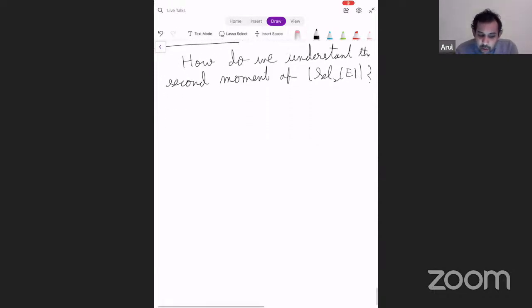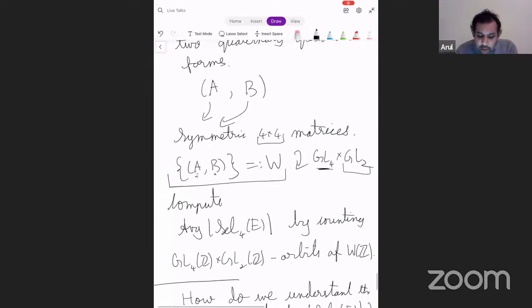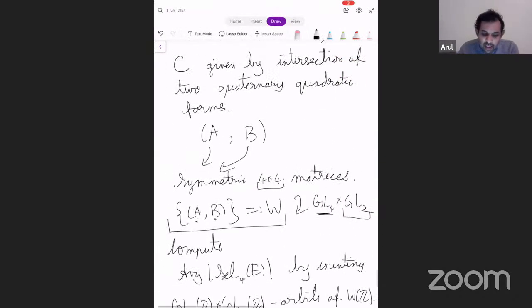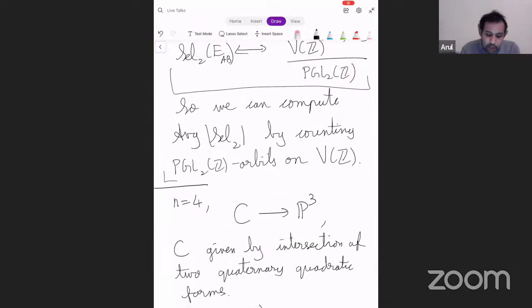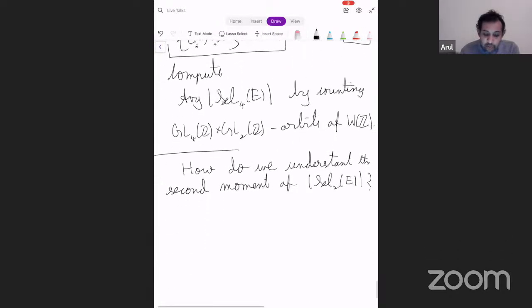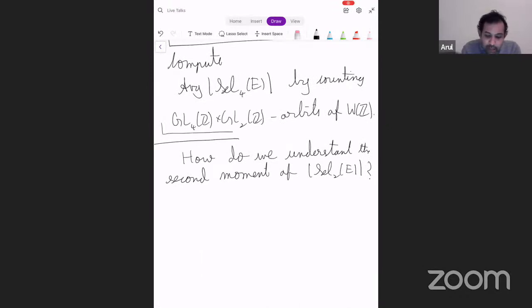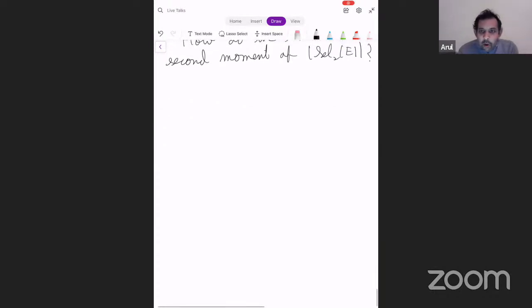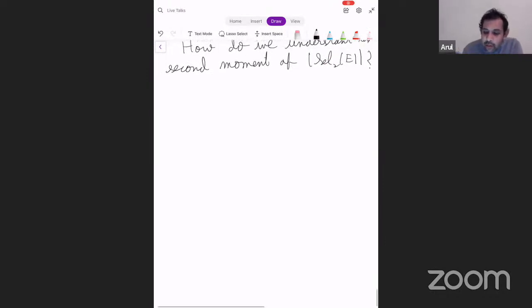So the way we do this is as follows. Remember, in the two-Selmer case, we just studied PGL2(Z) orbits on V(Z). And in the four-Selmer case, we studied GL4(Z) cross GL2(Z) orbits on W(Z). So we had to study the action of a reductive group acting on a lattice, and we had to count lattice points. Now I have not much time left, so I'll just quickly summarize what we do for the second moment.